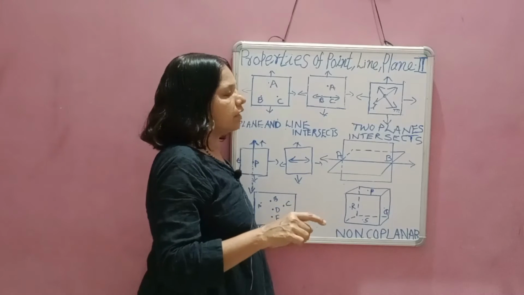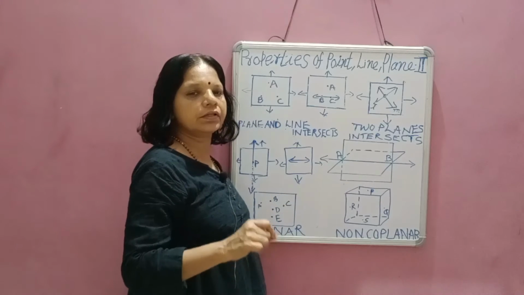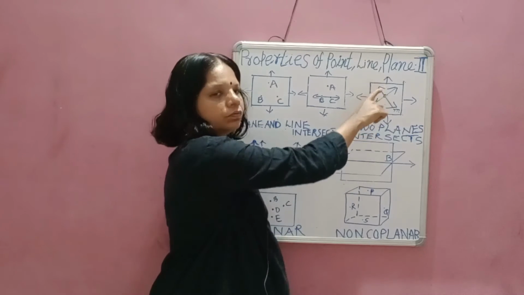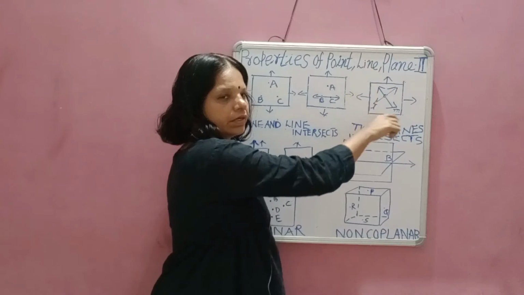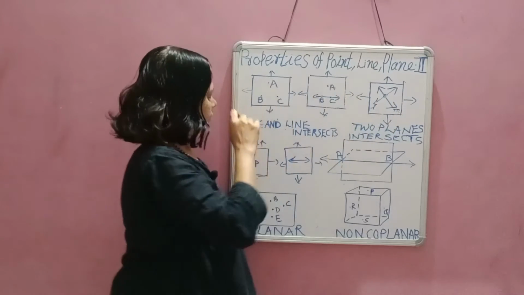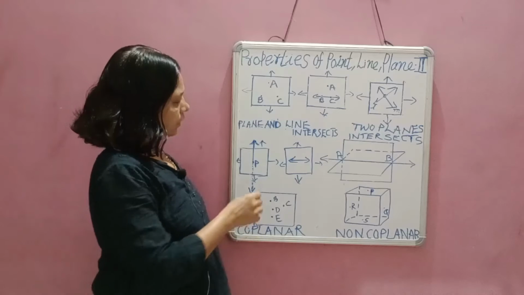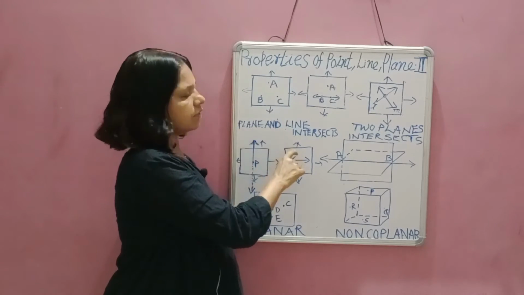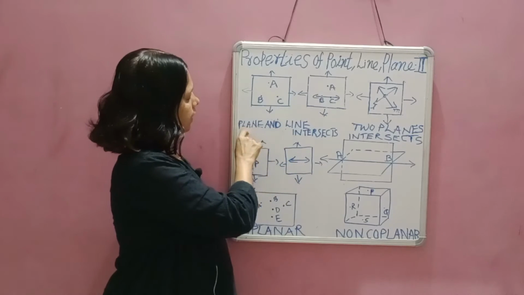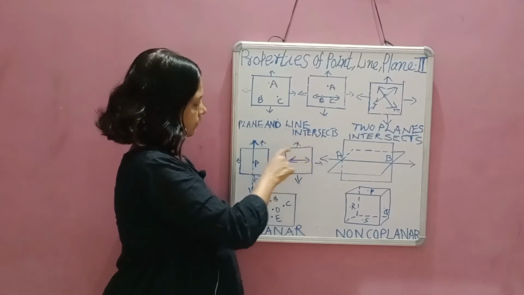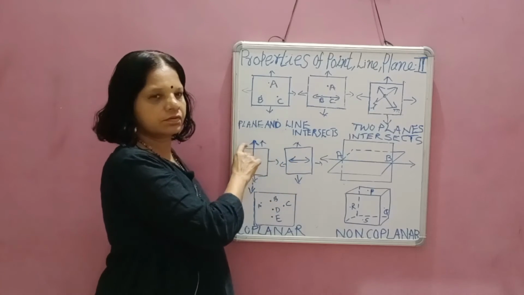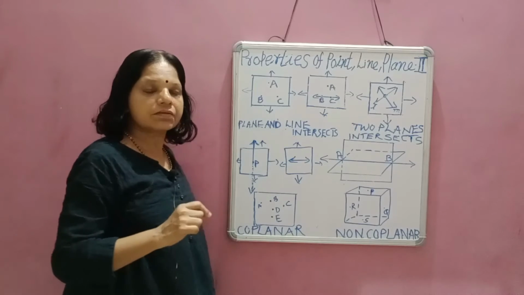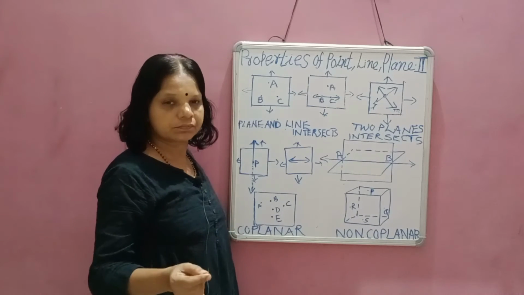If the two lines are in the same plane, then only they will intersect. Clear? So what is the property? Two intersecting lines determine a single plane. Now come to the next figure. This is about the intersection of a plane and a line. These are two cases of intersection. Intersection means the common part.